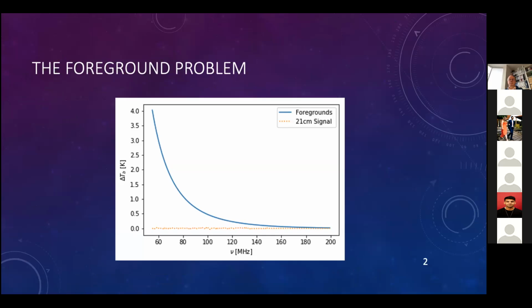These come from both our galaxy, in the form of synchrotron emission and free-free emission, as well as extragalactic sources such as radio halos, radio clusters, and radio galaxies. These exacerbate the problem of trying to find an already weak 21 centimeter signal, because the foregrounds are several orders of magnitude stronger than the 21 centimeter signal itself. And so it turns the problem of finding a needle in a haystack into finding a needle in a field.